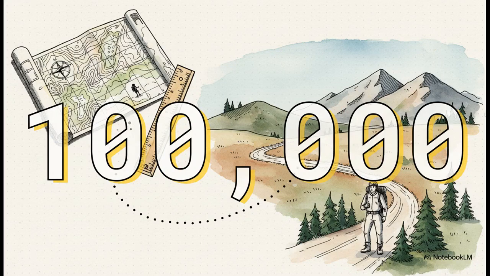So here's the kicker. If you see an RF of 1 to 100,000, it simply means 1 unit on the map equals 100,000 of those exact same units in the real world. 1 single inch on the map, that equals exactly 100,000 inches on the ground. 1 centimeter equals 100,000 centimeters out in the mud. It is just brilliant in its simplicity.